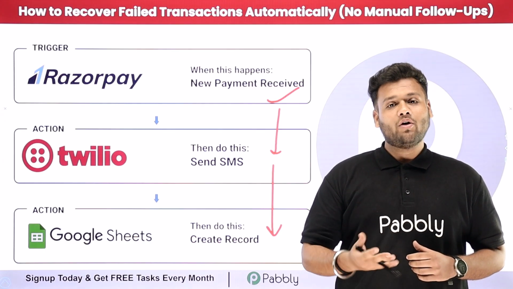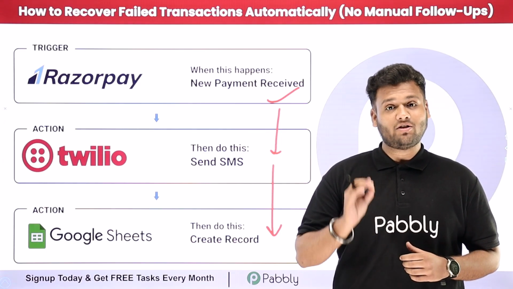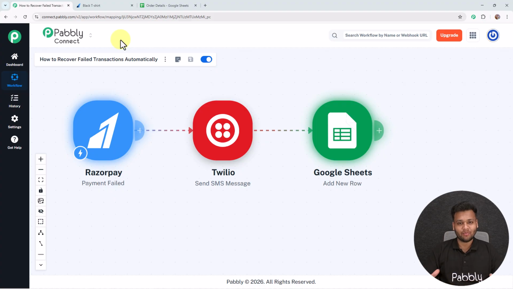So to let you know how you can make such amazing workflows, let me take you to my computer screen where I will teach you the step-by-step process. Welcome to my computer screen. Here you can see I have made a 3-step workflow which will help me recover the lost customers that have made a failed transaction while making a purchase. And I will send them a reminder message with the help of Tulo, and at the same time the data of those customers will be stored in my Google Sheets. All this can happen under a single workflow with the help of Pabbly Connect.